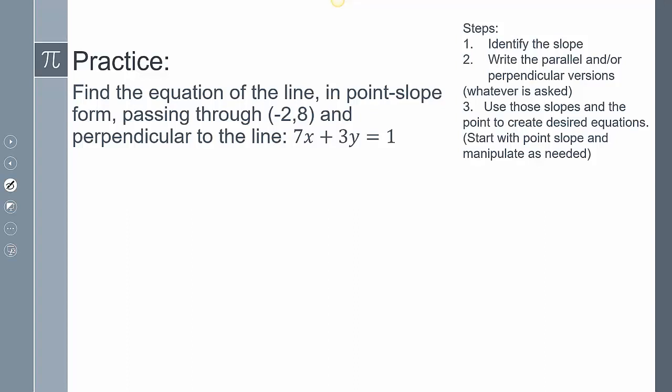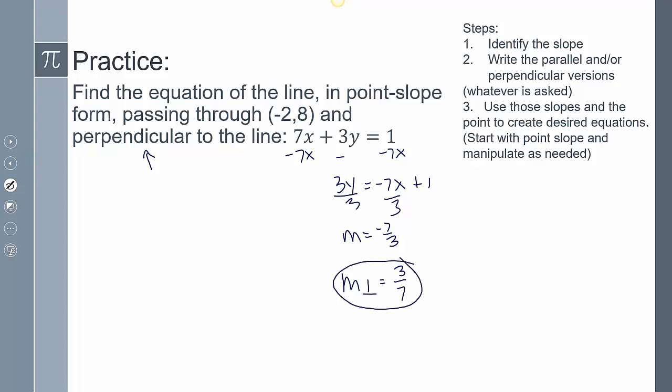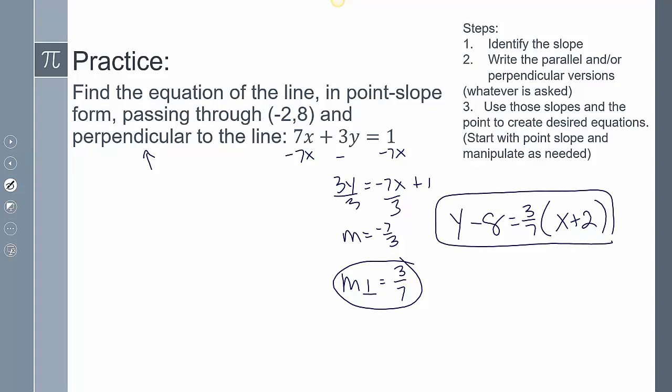And for this last one, first step, identify the slope, so I have to get y by itself. So I get 3y equals negative 7x plus 1, divide everything by 3. So my slope is going to be negative 7/3. Now for the perpendicular slope, that's going to be the negative reciprocal, so I have to add a negative and then flip it. So that's going to be positive 3/7. And so now I'm going to use this slope and the point, y minus y1 equals my m times x minus x1. And so that is going to be my equation.